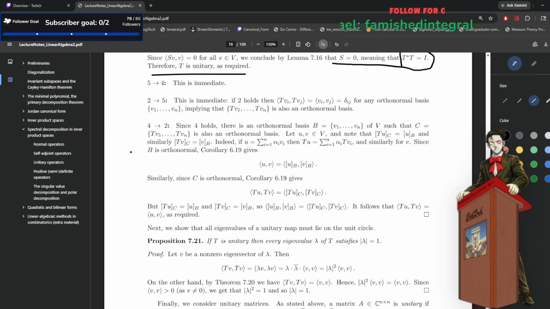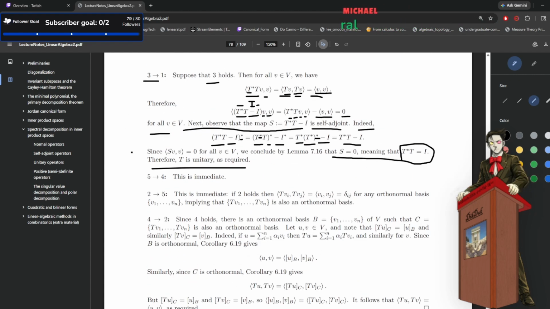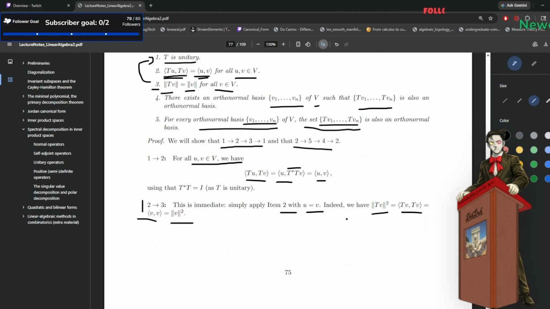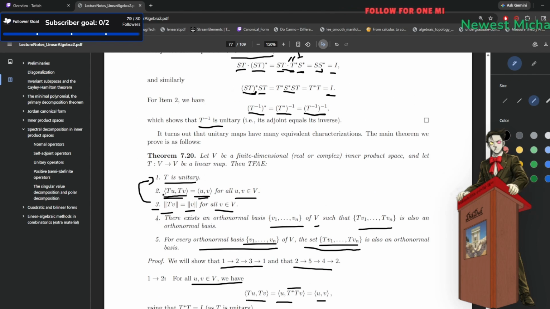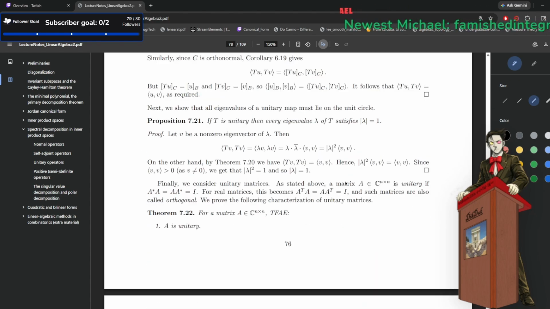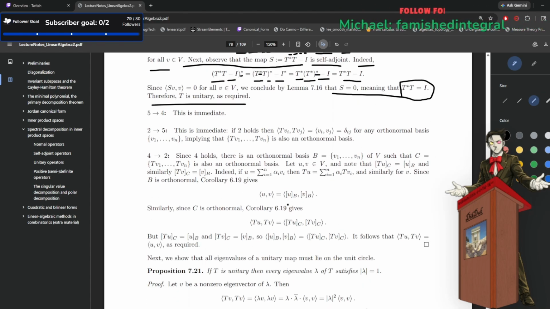Now we're going to go 2 to 5. This is also immediate. If 2 holds, for those who remember, 2 is <Tu, Tv> equal to <u, v>. Then <Tvi, Tvj> equals <vi, vj>, and using the Kronecker delta, you're only going to be left with vj and vj for any orthonormal basis v1 through vn, implying that Tv1 to TvN is also an orthonormal basis.